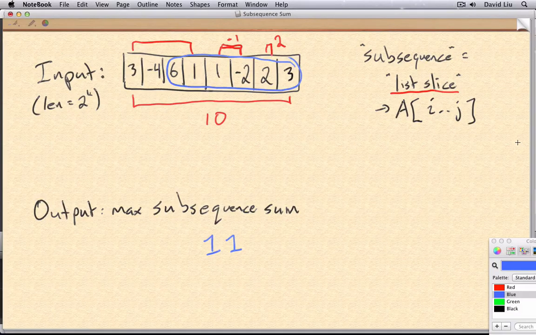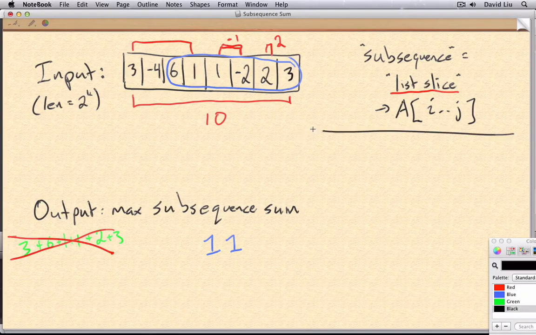Notice that the subsequences really do have to be contiguous. That is, they can't have breaks. If they could, well, then I could be really cheeky and just say the maximum subsequence is 3 plus 6 plus 1 plus 1 plus 2 plus 3. But this is wrong, because these numbers don't form a list slice.